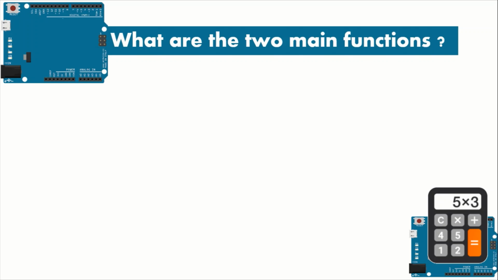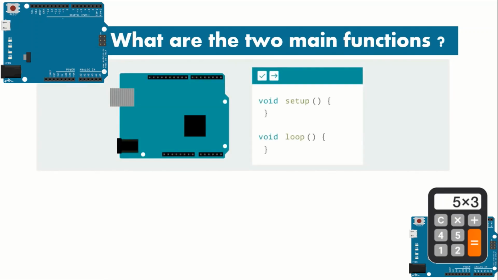So what are the two main functions in the Arduino? To write an Arduino program, there should be two main functions. You cannot write any Arduino code without those two functions, which are the void setup and the void loop. Setup and loop are initial functions to start an Arduino code.